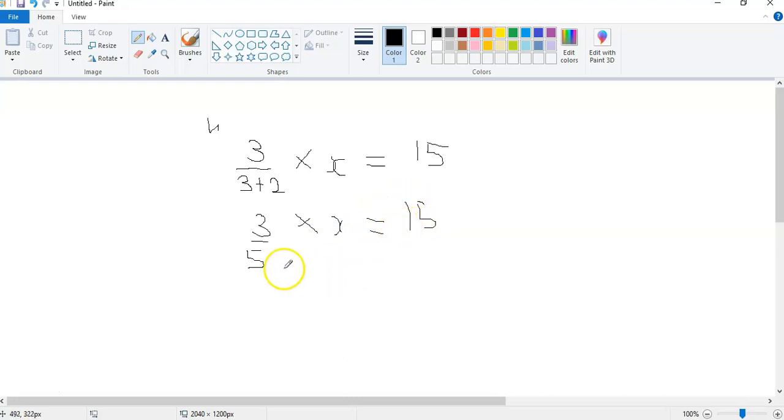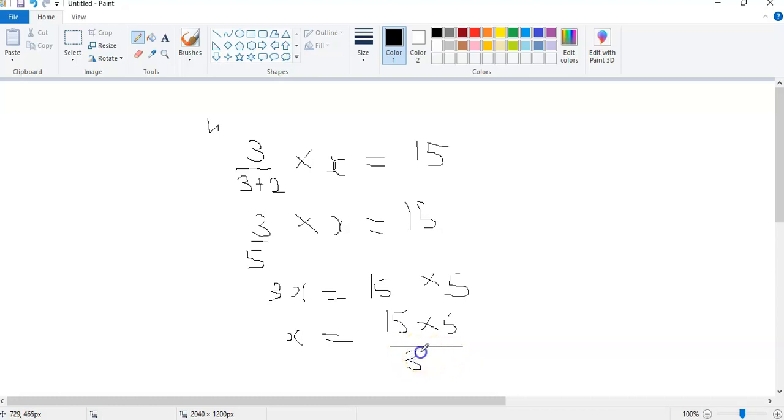Now we can multiply both sides by 5. So you get 3x is equal to 15 times 5. Now, like I explained, don't simplify. Let this one come and divide, then you can do the simplification. So x is equal to, this is multiplying x, so it has to come and divide. So you have 15 times 5 over 3.